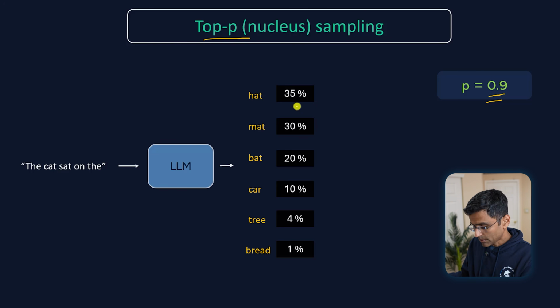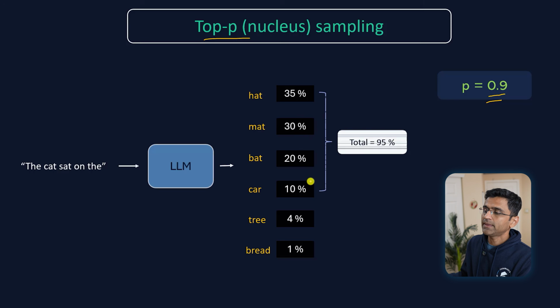You have sorted them in descending order, and then you pick the first few words whose cumulative probability is greater than this threshold. So you sum these three, and let's say these three combined is 0.85. Is it greater than 0.9? No. Then you go to the next word. Now it is 0.95. Is it greater than 0.9? Yes. Then you stop there, and you randomly sample from these 4 words.